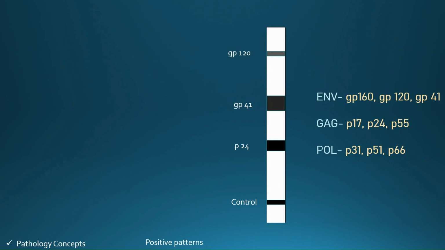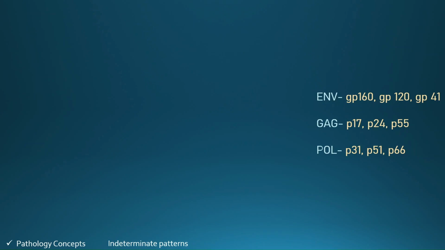Let's see the final scenario where GP120 and GP41 are positive but GP160 is negative and either of the gag or either of the pol is positive, then this pattern is considered positive like P24 or P17 or P51 or P55, P31 or P66. So all these patterns are considered positive and the sample is positive for HIV.